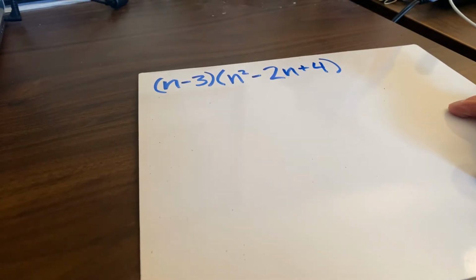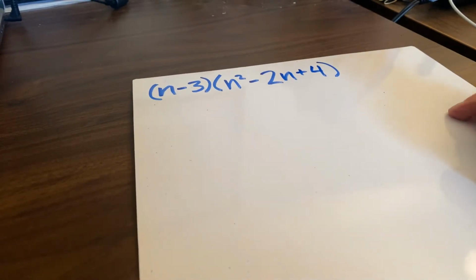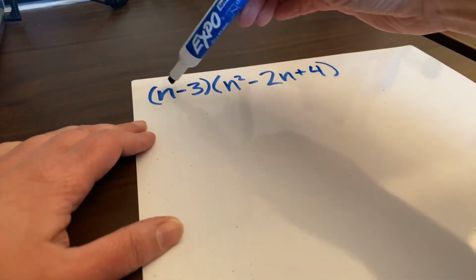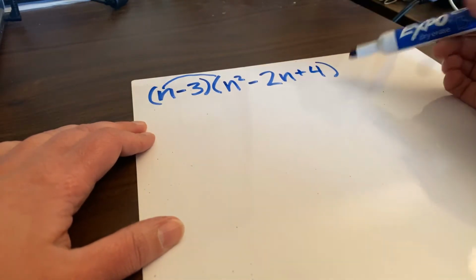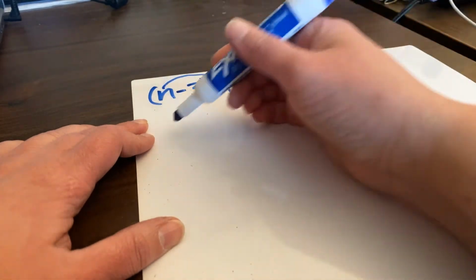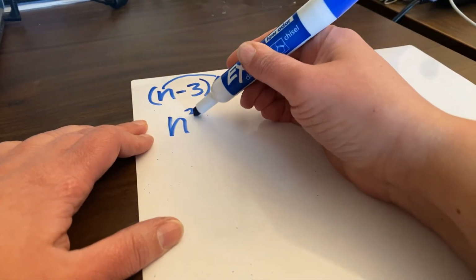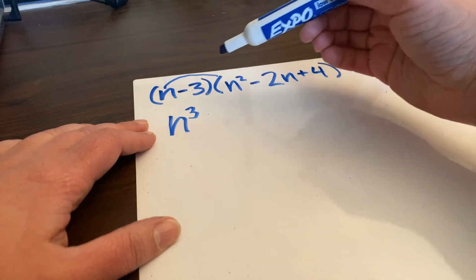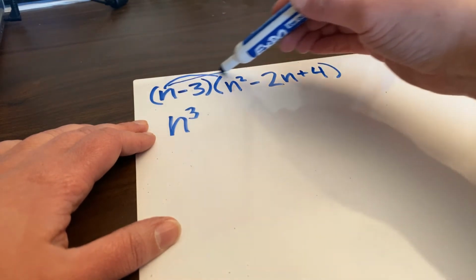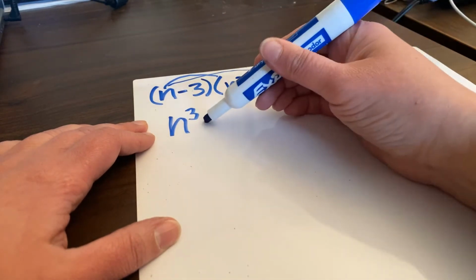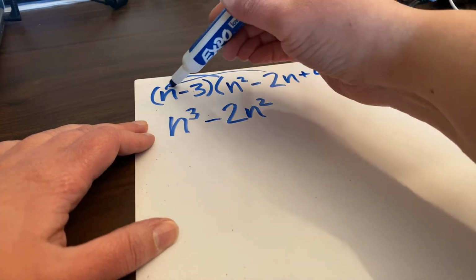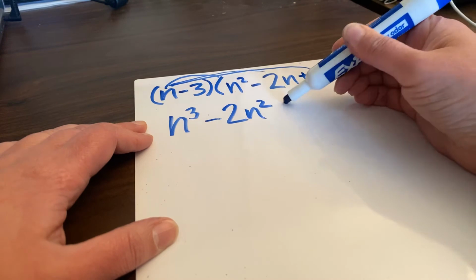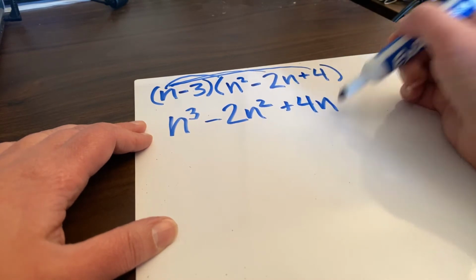Here we've got a binomial multiplied by a trinomial. And so we're going to start by distributing the first term through all the things in the trinomial. So we'll have n times n squared. That leaves us with an n cubed. And then n times negative 2n would be minus 2n squared. And n times 4 would be plus 4n.